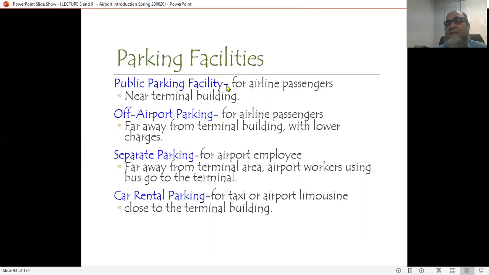The nearer the parking is, the less time will be required by the passengers, and it will become easier for him or her to travel. The more time you give, the more they get confused and they would not like the facilities of the terminal building. So as engineers, we want to facilitate the people who want to travel here.